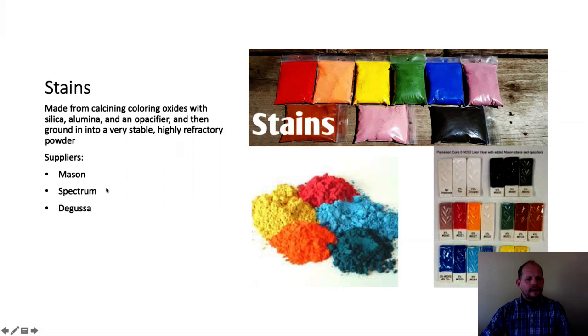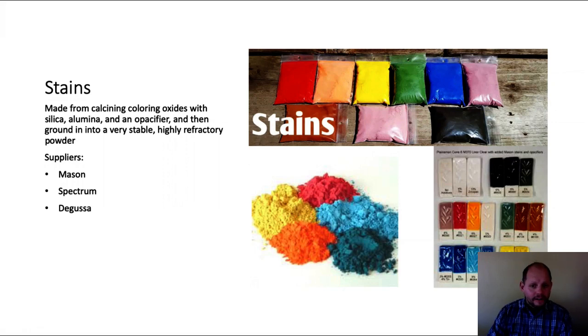The suppliers are Mason, Spectrum, and Degussa. Degussa creates high temperature stains. So you can get bright reds and bright oranges at high temperatures, which is hard to do. They tend to be really expensive though. We keep a lot of Mason stains in our studio, so you definitely have a good variety of materials to choose from there.